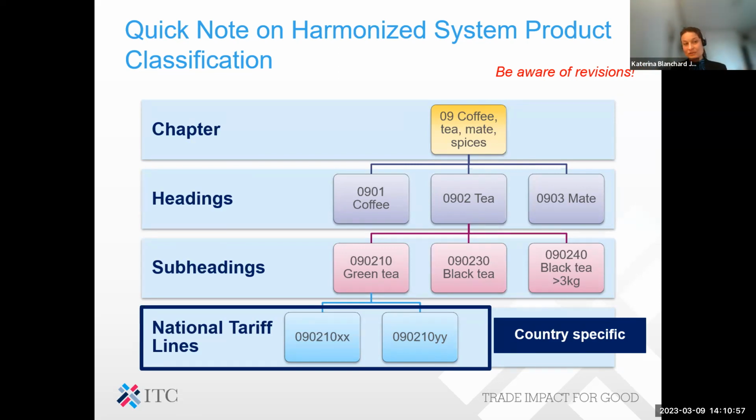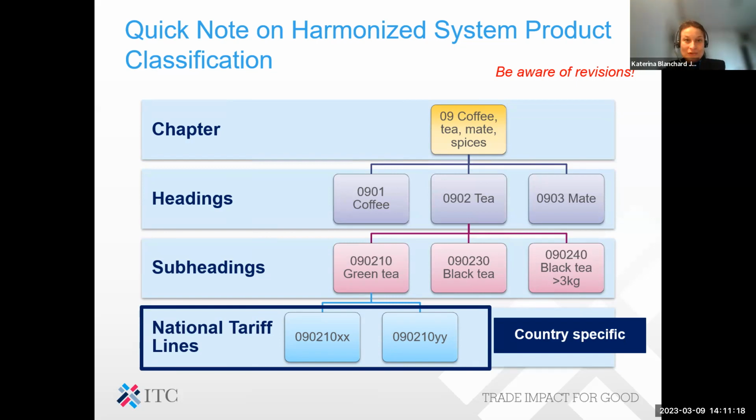If we go beyond the 6-digit level, we will find ourselves at the level of national tariff lines. And here the codes are not harmonized anymore. These codes are country specific, or market specific if we speak, for example, about tariff codes for the EU.